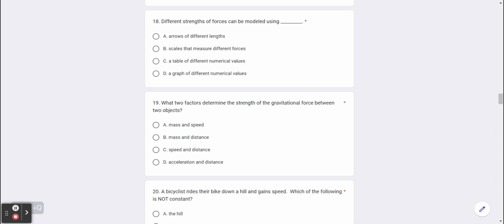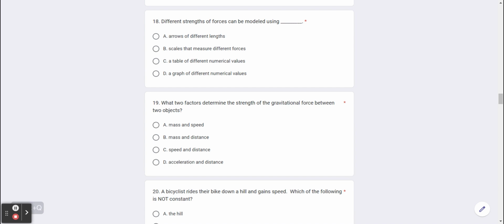18. Different strengths of forces can be modeled using A, arrows of different lengths, B, scales that measure different forces, C, a table of different numerical values, D, a graph of different numerical values.